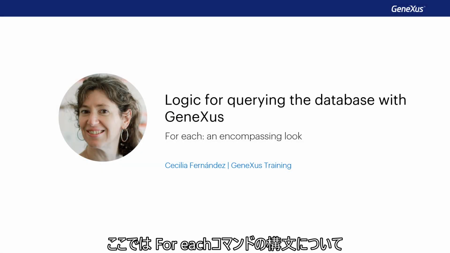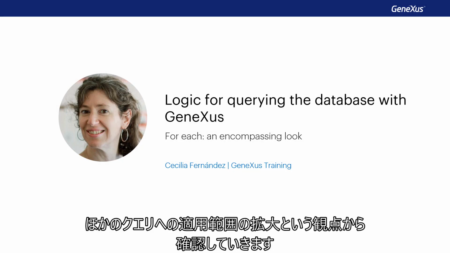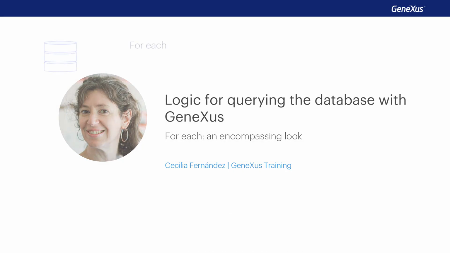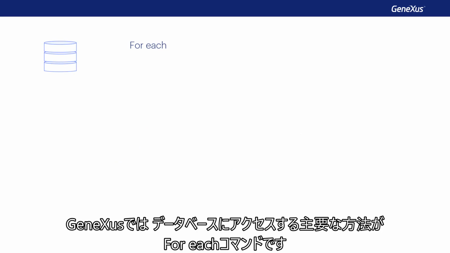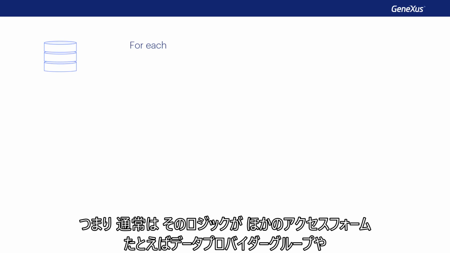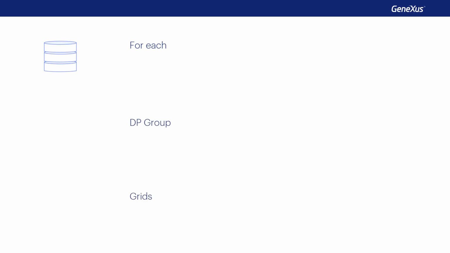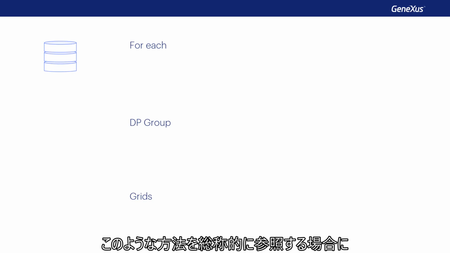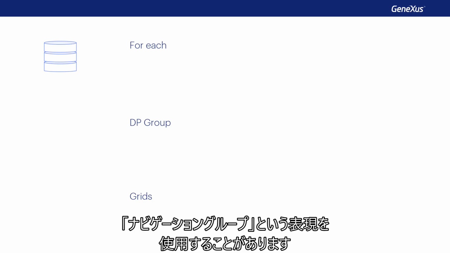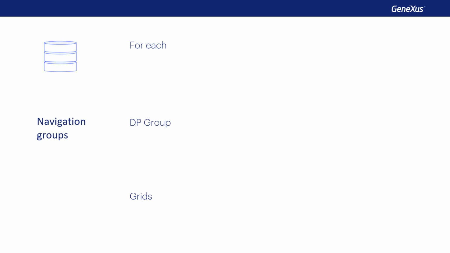Here we'll focus on reviewing the syntax of the for each command, with a view to extending its scope to other queries. In GeneXus, the for each command is the main way of accessing the database. This means that, in general, its logic will be valid for other forms of access, such as groups of data providers, or grids with a base table in panels or web panels. To refer generically to any of these ways, sometimes we use the expression navigation groups.